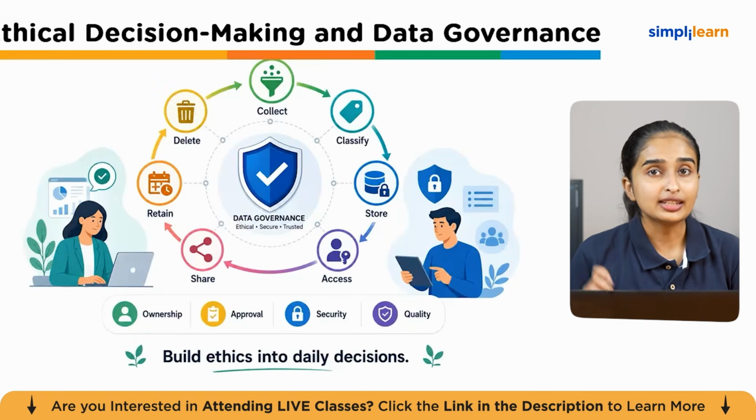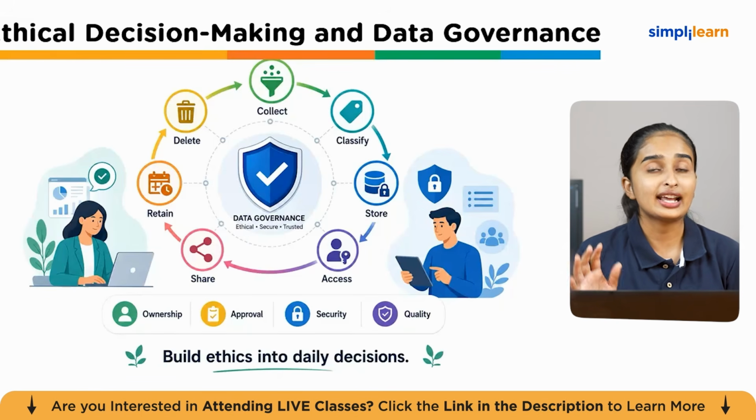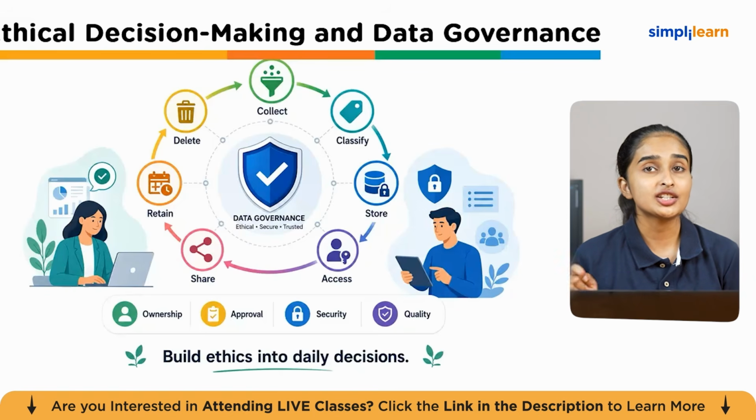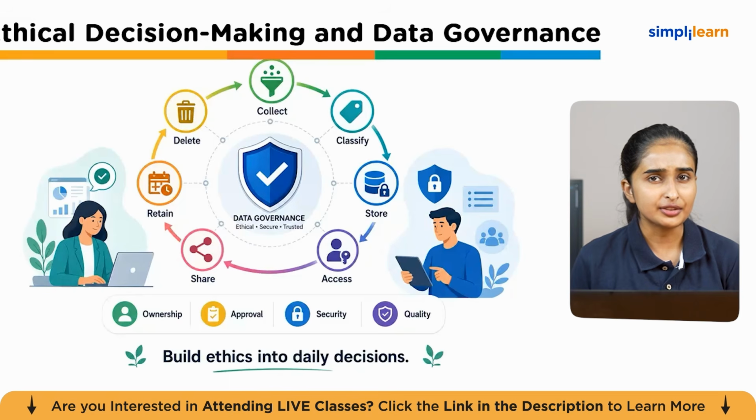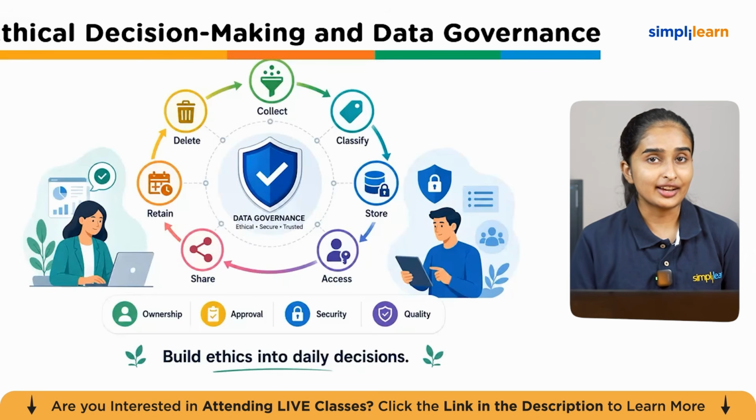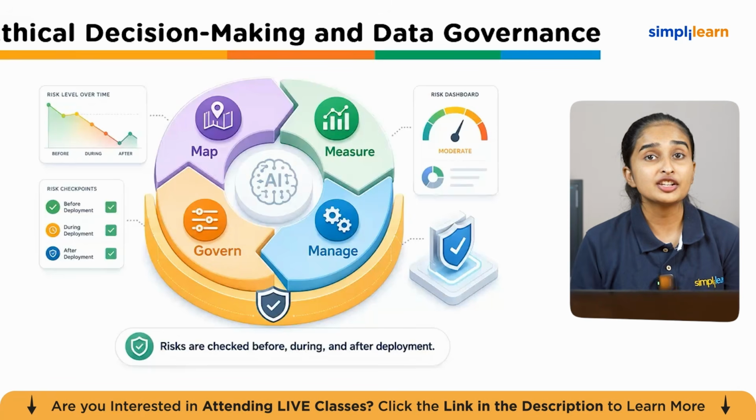Data ethics becomes practical when organizations build it into everyday decision-making rather than treating it like a discussion that happens only after a problem occurs. Now, data governance provides structures for deciding how information is collected, classified, stored, accessed, shared, retained, and eventually deleted. Governance can define ownership of datasets, approval processes, security requirements, quality standards, and responsibilities across teams. NIST's AI Risk Management Framework organizes AI risk management around four functions: govern, map, measure, and manage. Governance applies across the entire process while organizations map risks, measure the impact, and manage them over time.